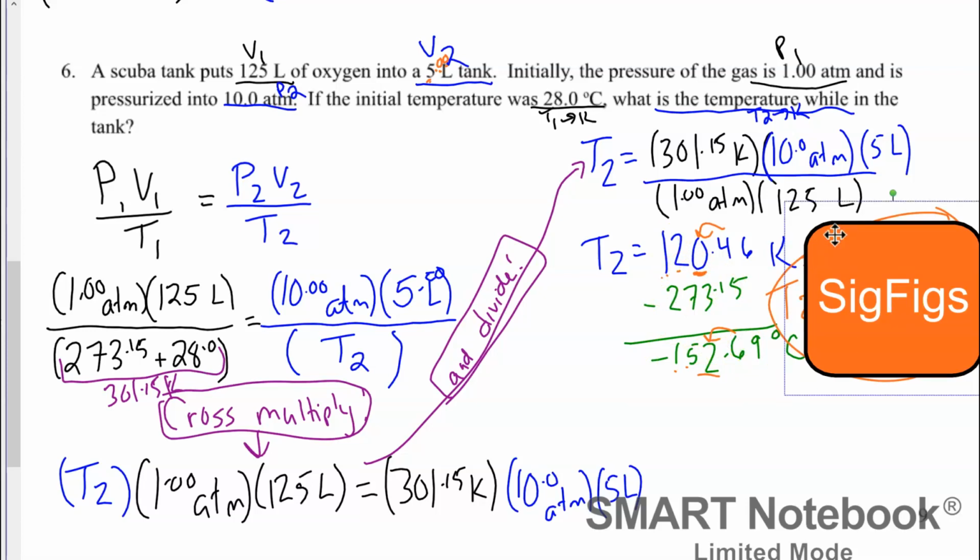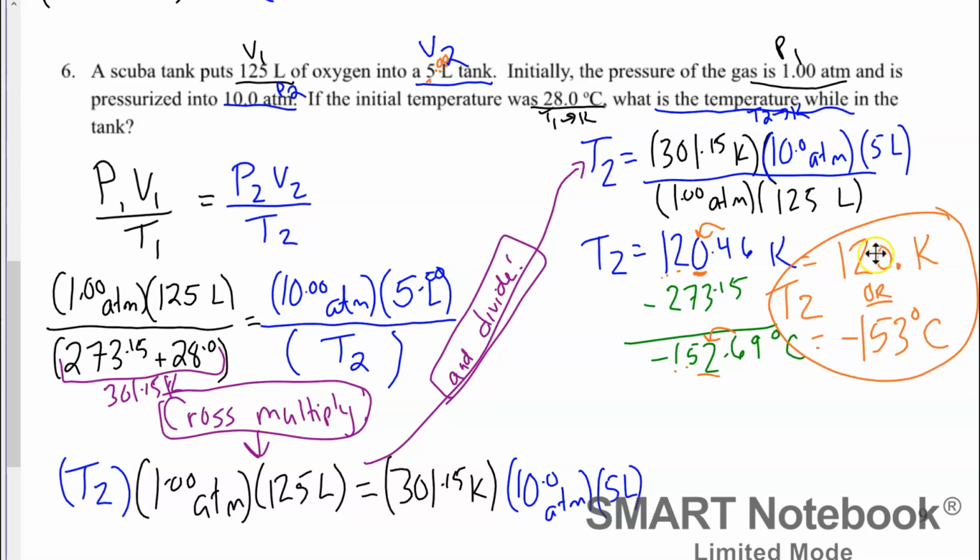Then all we have to do is round for sig figs. 3 sig figs, 3 sig figs, 3 sig figs, 3 sig figs. That's why I added the extra zeros here to 5. We want a precise number. Scuba diving is very precise. So we're going to round to 3 sig figs. So 1, 2, 3, that's going to round to 120 Kelvin. And make sure we put a point at the end to make that 0 significant. So 1, 2, 3, decimal, it makes it significant there. Or 1, 2, 3, look to the right, 6 rounds 2 up, negative 153 Celsius.